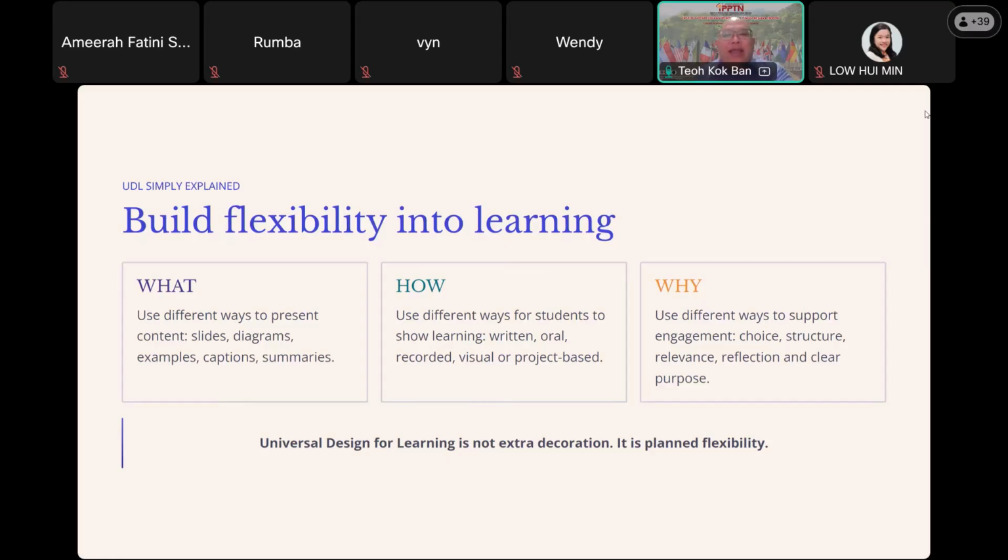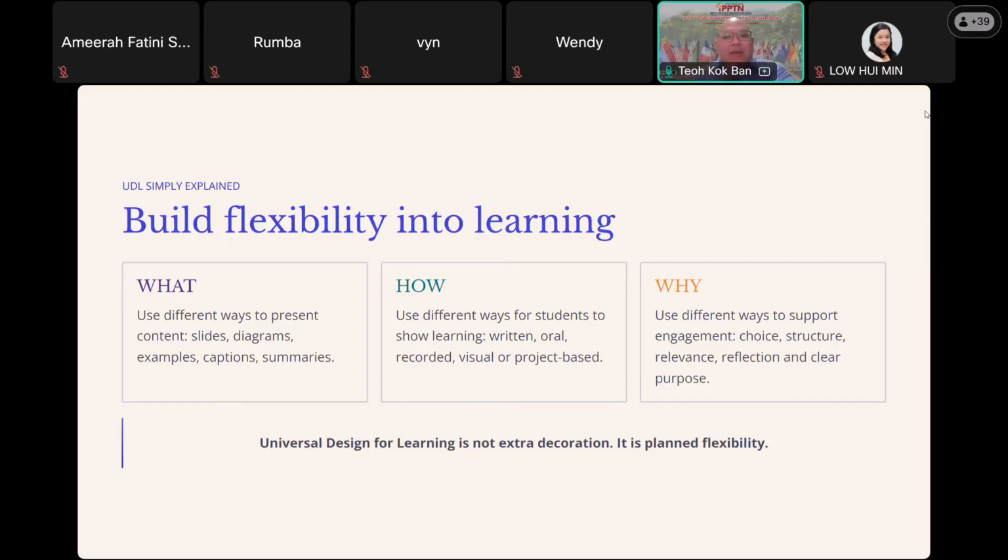How do we support engagement? Can students see the purpose of what they are learning? So that is why they are learning. Can we provide structure, relevance, appropriate choices, and opportunity for reflection? Reflection for them to think about why they need to learn this and how it is useful for them.